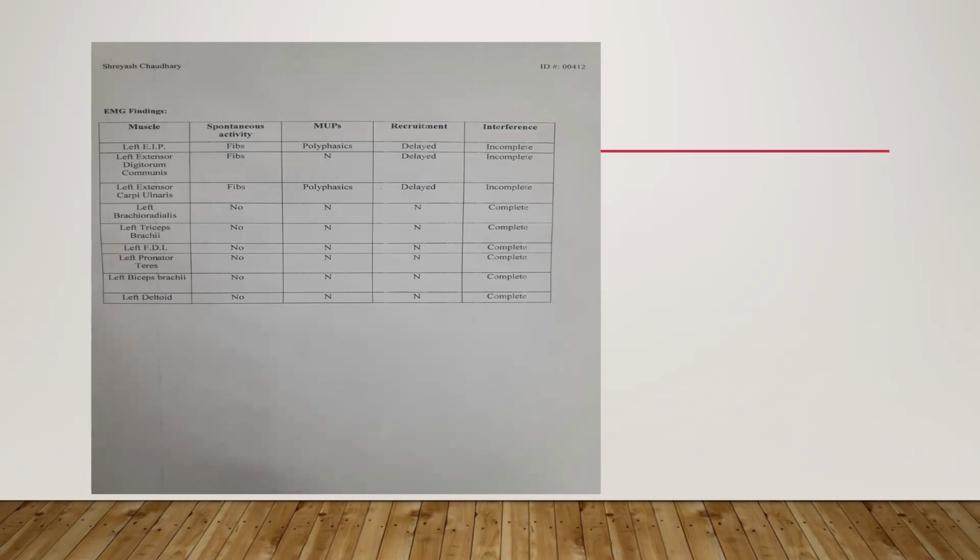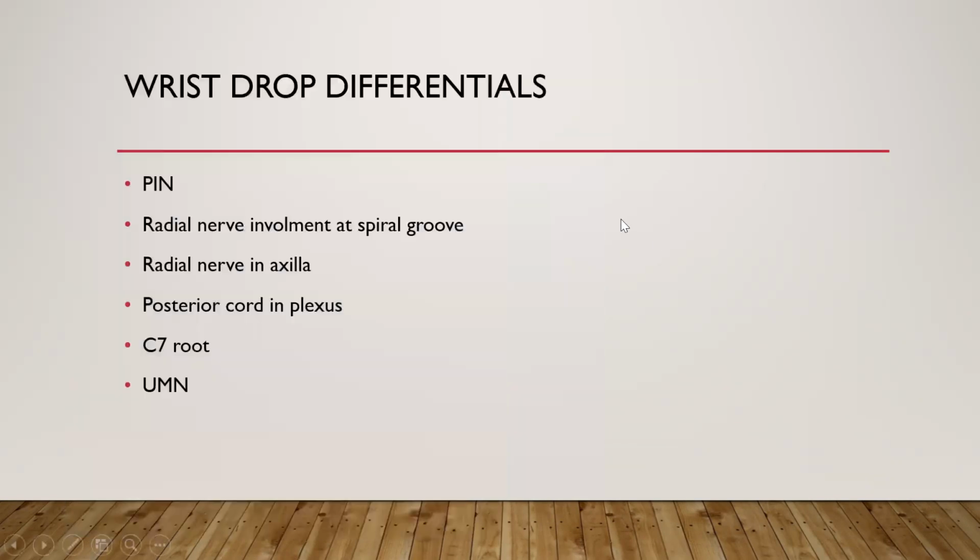So before the radial groove, before entering the spiral groove, the triceps will be involved. After coming to the radial groove, in the spiral groove, the triceps is spared and extensor carpi radialis longus and brevis are involved. So these are the wrist drop differentials: PIN, radial nerve at the spiral groove, radial nerve in the axilla.